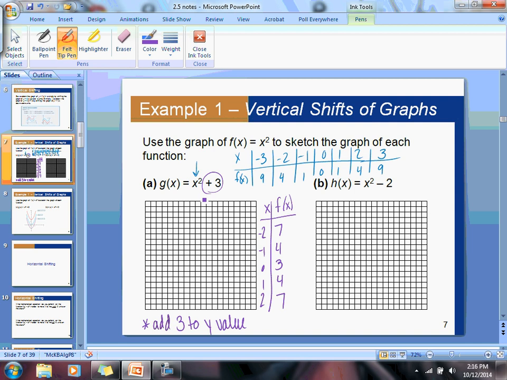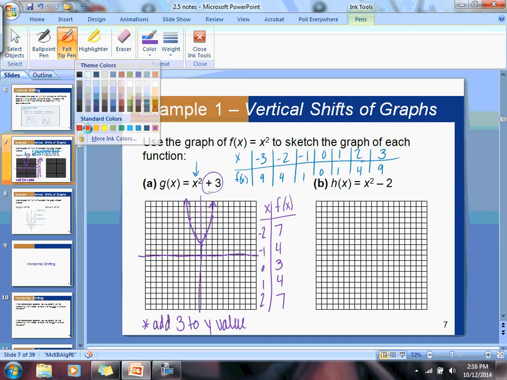So then if I went ahead and graphed this, I need to draw in my axes here. Go -2, 2, 3, 4, 5, 6, 7. -1, 1, 2, 3, 4. 0, 3. And then use your knowledge of symmetry to plot those other points. There's our parabola, shifted up 3 units from the origin.